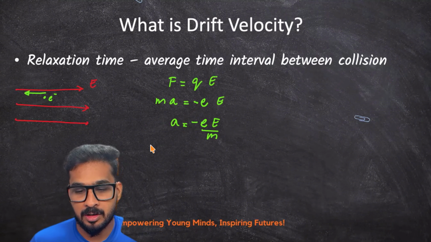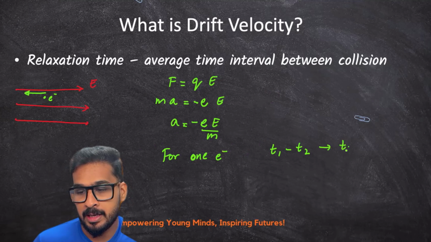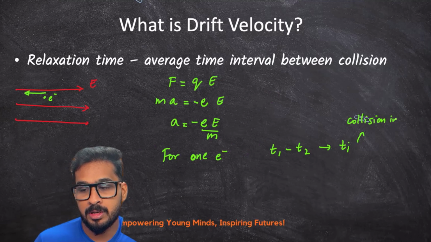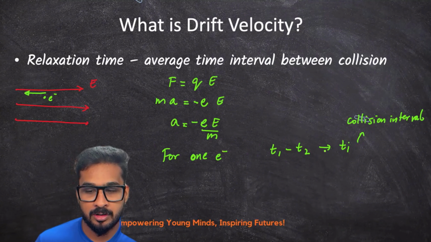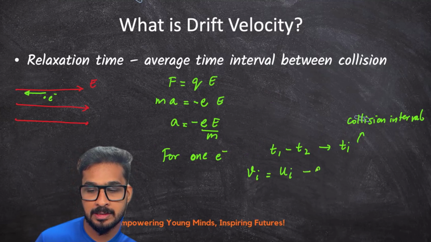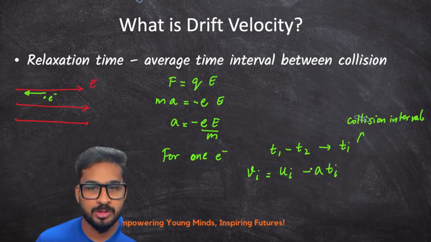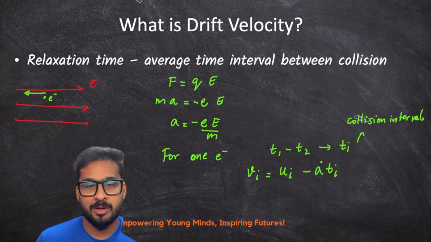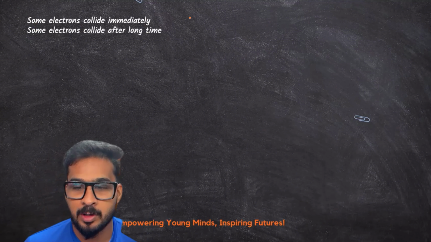So for a single electron, at any instant, T1 minus T2 is Ti, which is the collision interval. That means the time taken for the electron to collide with another electron. So I can write Vi is equal to Ui minus a into Ti for a single electron. This is the equation of motion: v is equal to u plus at, s is equal to ut plus half at squared, v squared minus u squared is equal to 2as, that we have studied in one dimensional kinematics in the 11th standard.